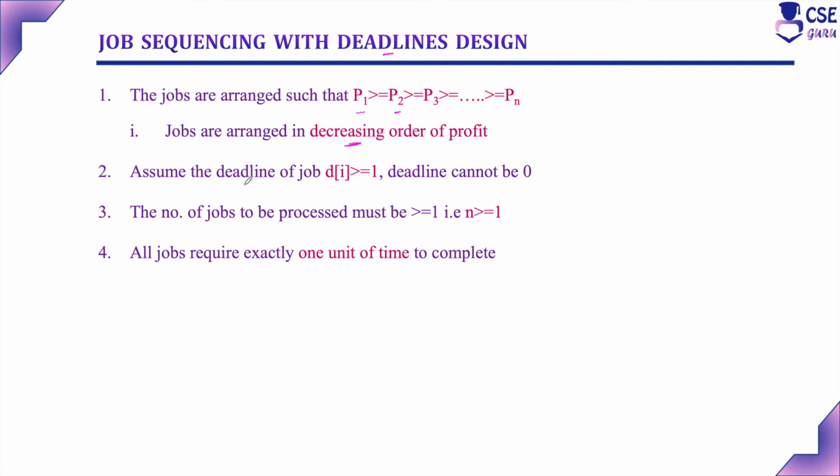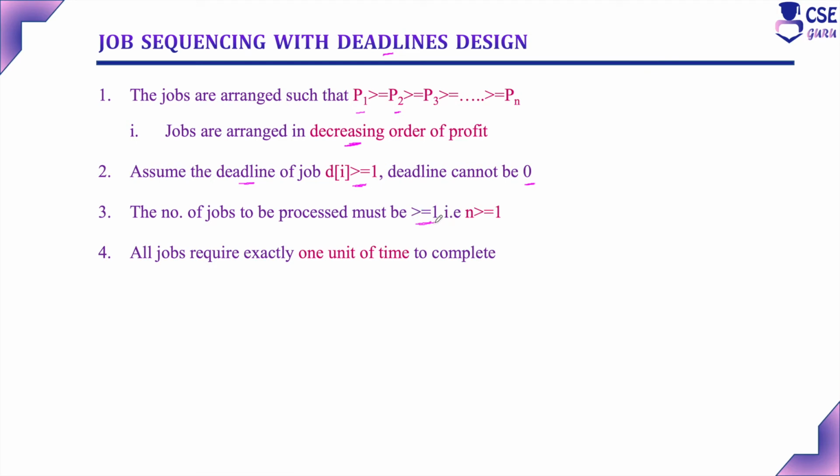The second step is, assume the deadline of a job should be greater than or equal to 1. That is, each job is assigned to the machine for completion for 1 unit of time, so the deadline cannot be 0. And the next step is, the number of jobs to be processed must be greater than or equal to 1.